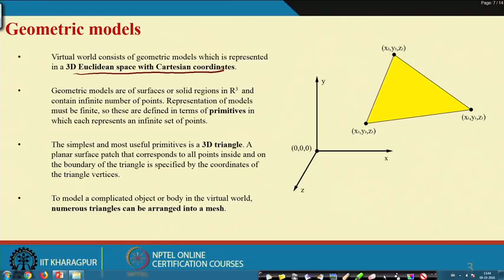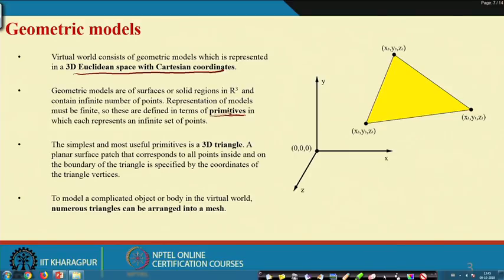Then the geometric models are the surfaces of solid regions in R^3, the real world, containing an infinite number of points. The representation of models is done in terms of primitives, each of which represents an infinite number of points. A primitive is a small computational program that is very essential to develop any 3D model or any 3D modeling software.